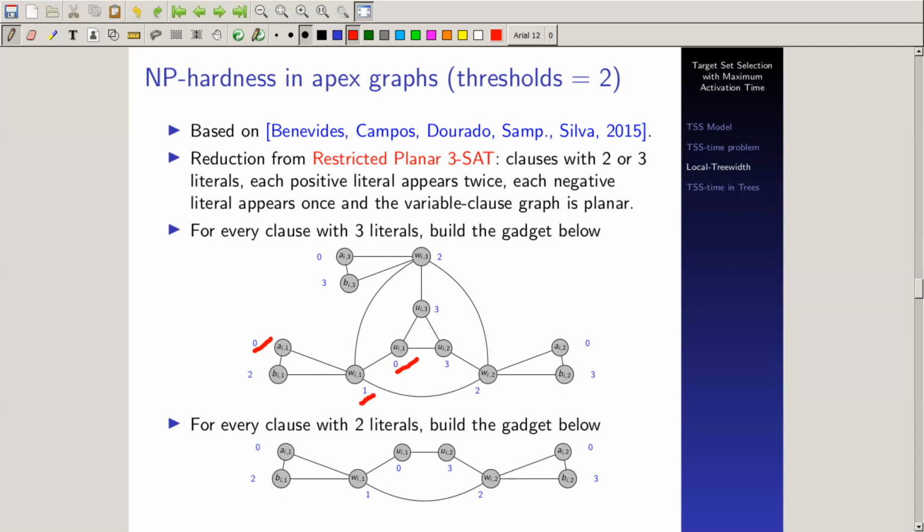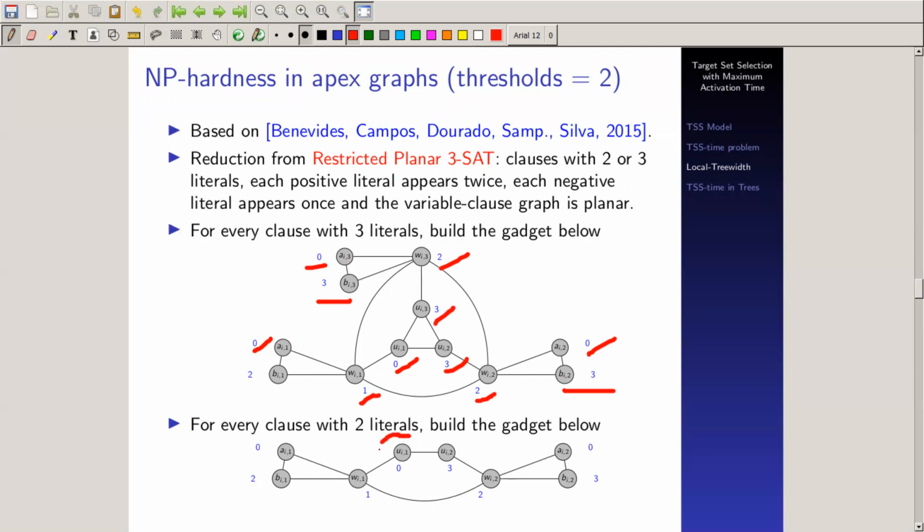This is activated at time 1, which activates this at time 2, since this is 0, activated at the beginning. This is also activated at time 2. This is activated at time 3, and this is activated at time 3.